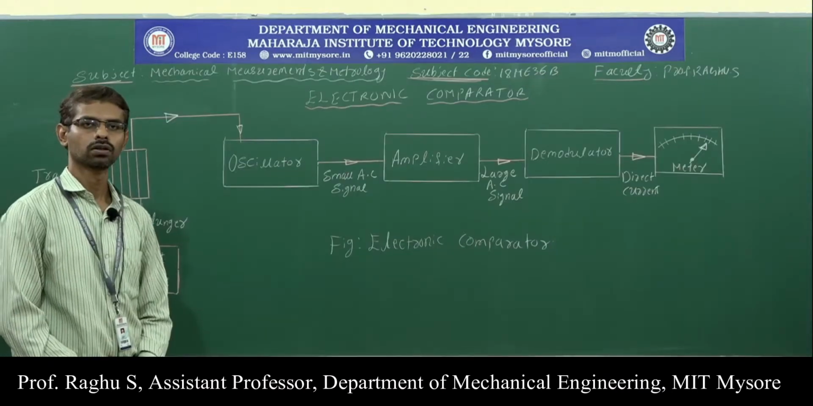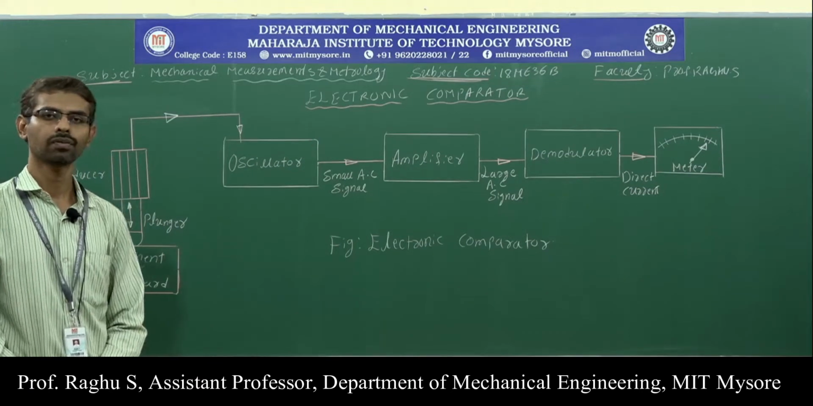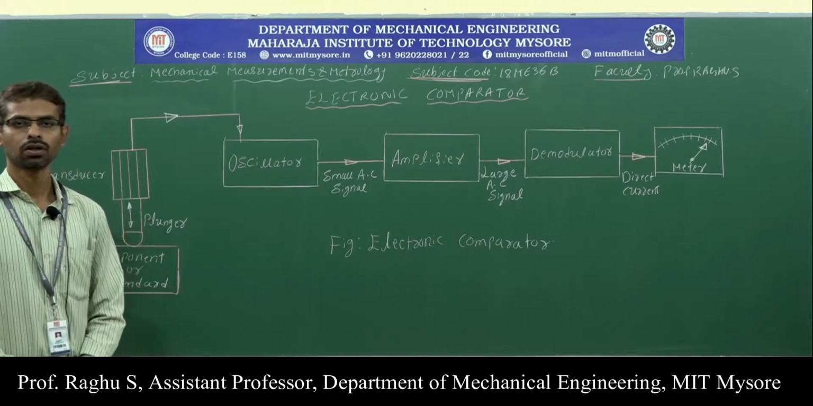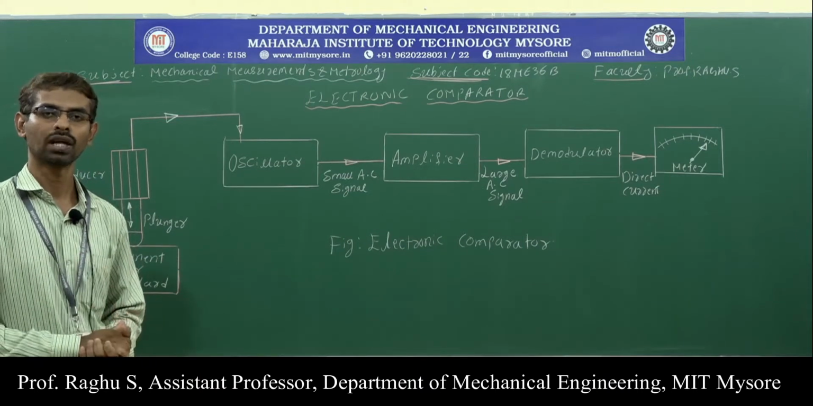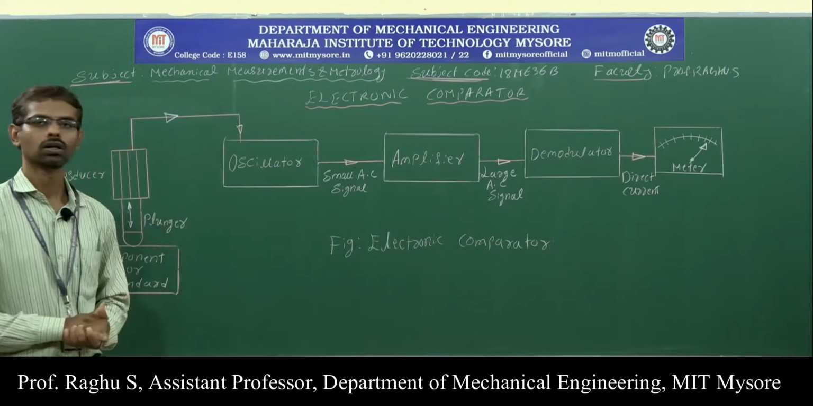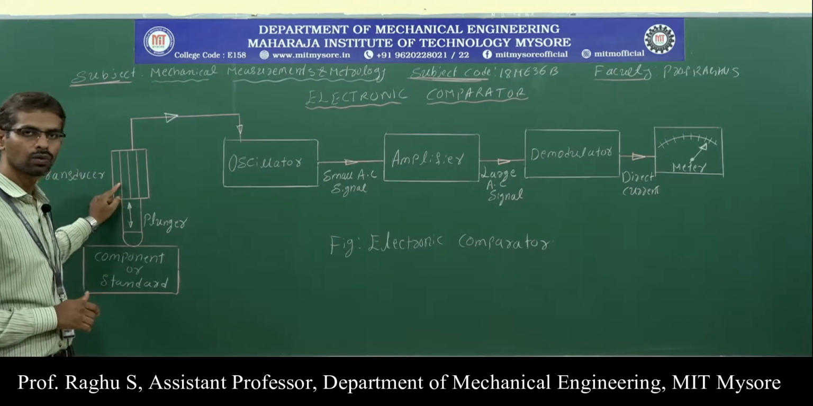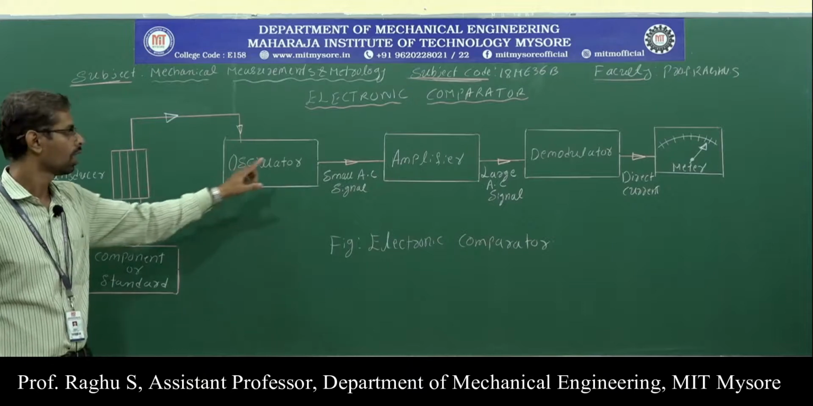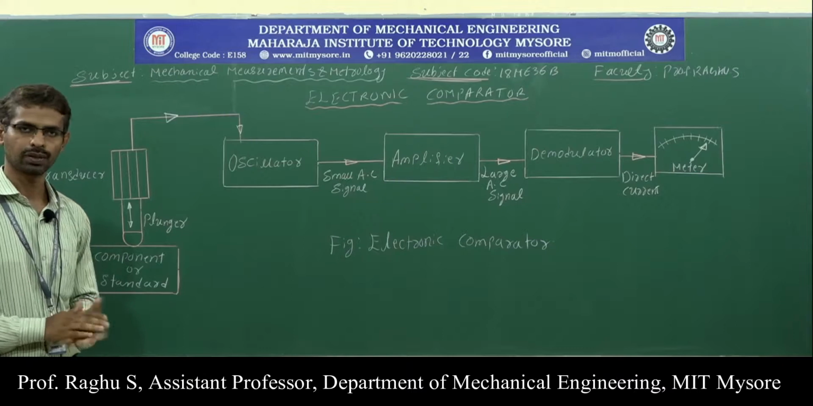Welcome back. In the last class, we discussed the electrical comparator, and in this session, we will discuss the electronic comparator. The electronic comparator converts the plunger movement into an electrical signal. This block diagram shows the electronic comparator. Here we have a transducer connected to the plunger, then an oscillator, amplifier, demodulator, and a pointer and scale arrangement.